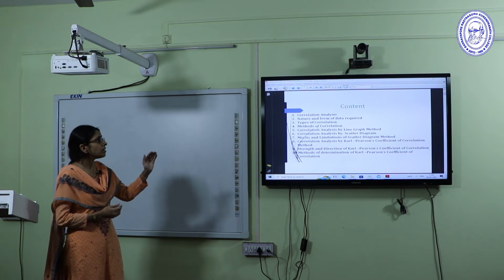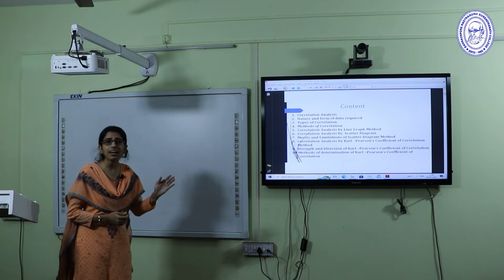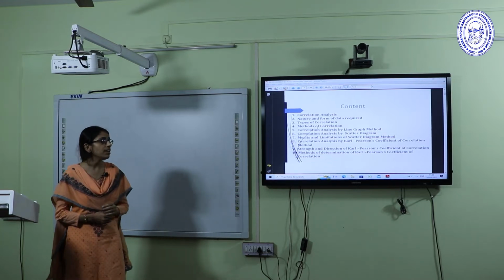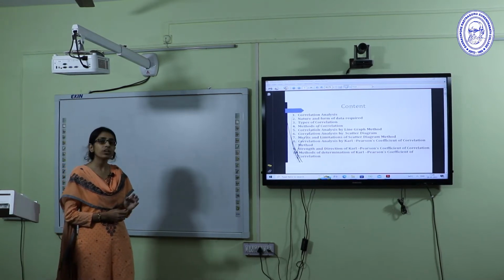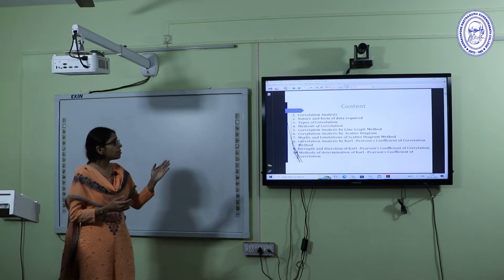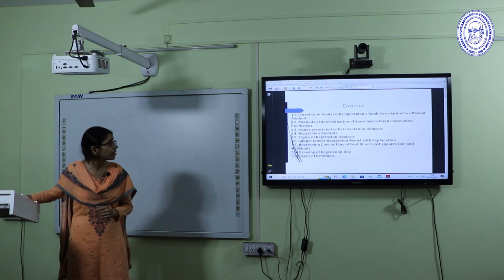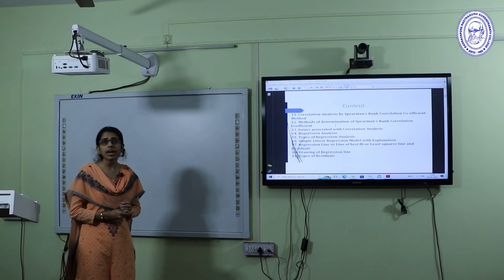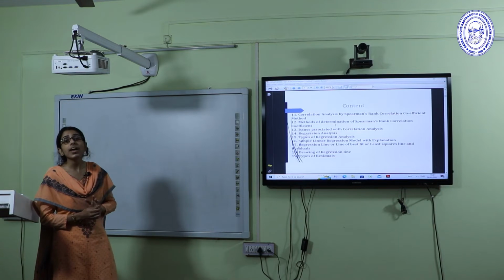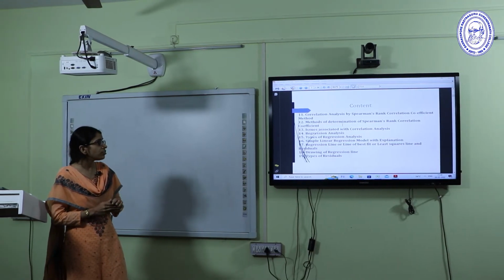Then, the methods of correlation analysis separately, that is with the help of the line graph method, with the help of the scatter diagram method, the merits and limitations of the scatter diagram method, correlation analysis by Karl Pearson's coefficient of correlation method, strength and direction of Karl Pearson's correlation method, methods of determination of Karl Pearson's coefficient of correlation, correlation analysis by Spearman's rank correlation coefficient method, methods of determination of Spearman's rank correlation coefficient, then the allied or associated issues with correlation analysis.